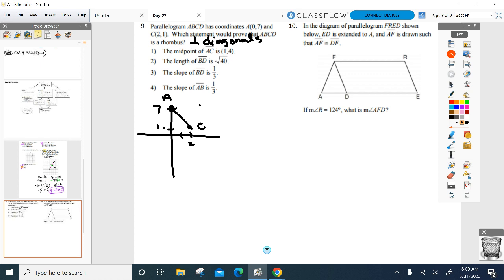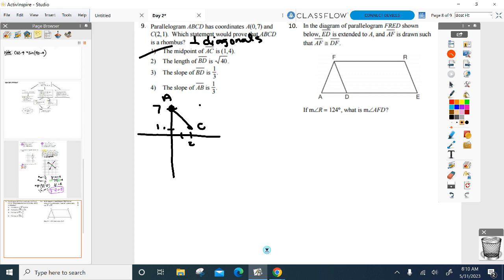So let's go through these. The midpoint of AC is (1, 4). Remember, we're not looking for a true fact. We're looking for a fact that makes this into a rhombus. The midpoint might be (1, 4), but would that make this into a rhombus? No, I still don't know anything about the diagonals.